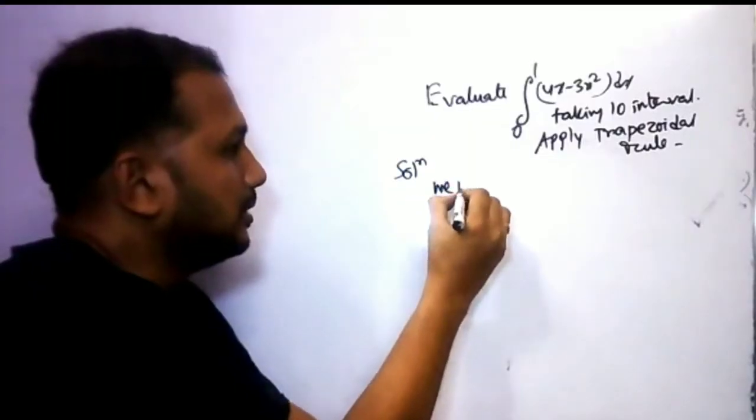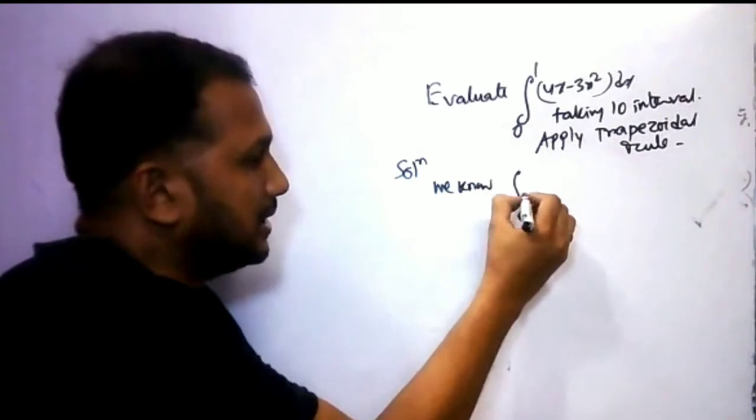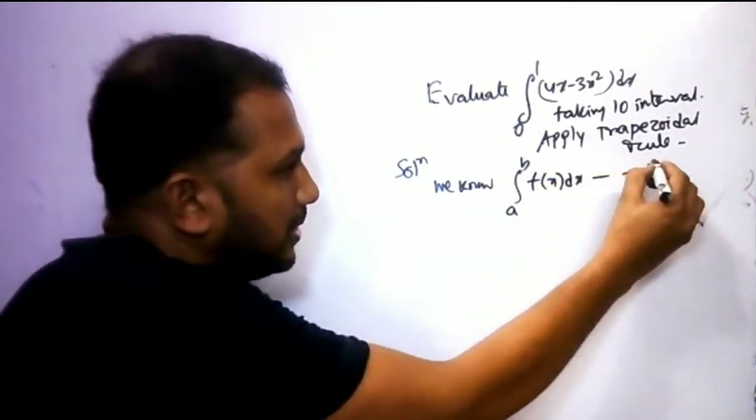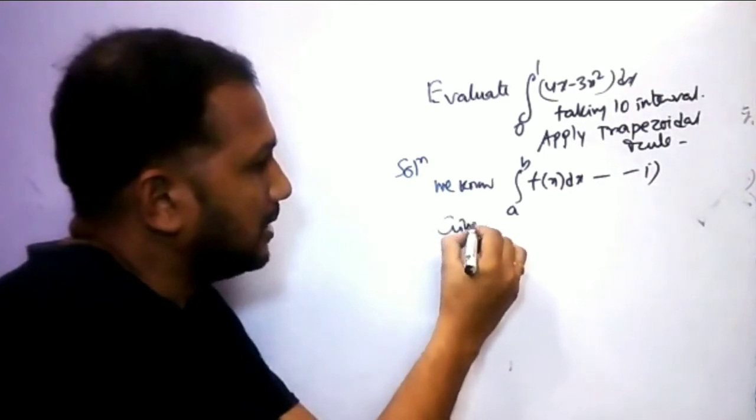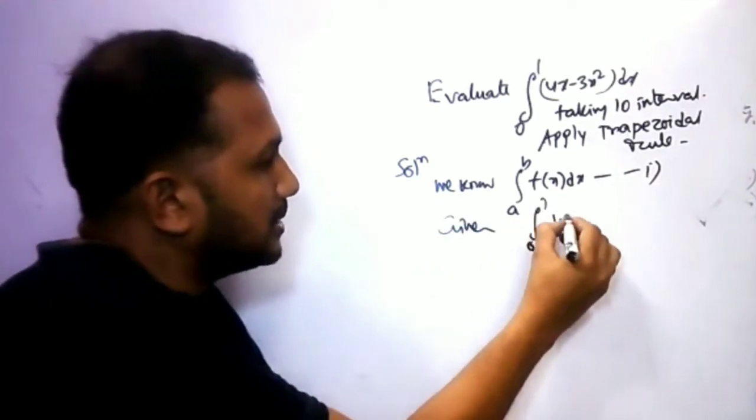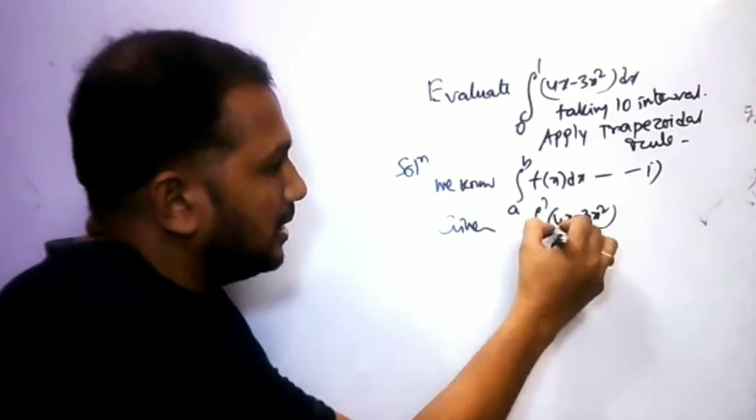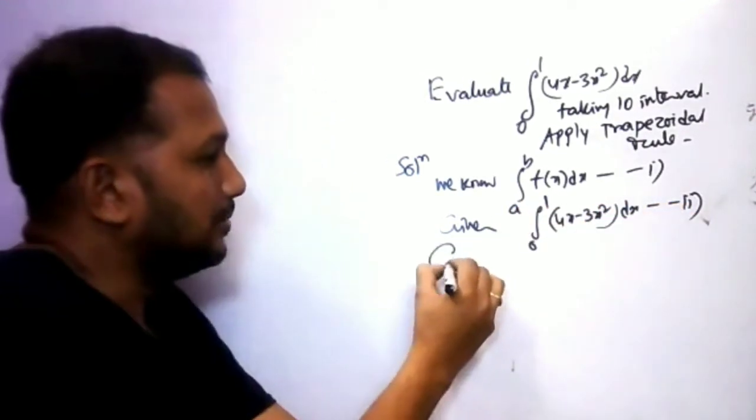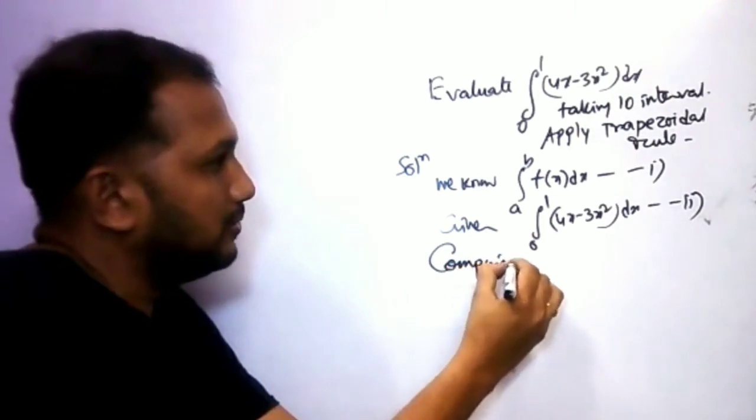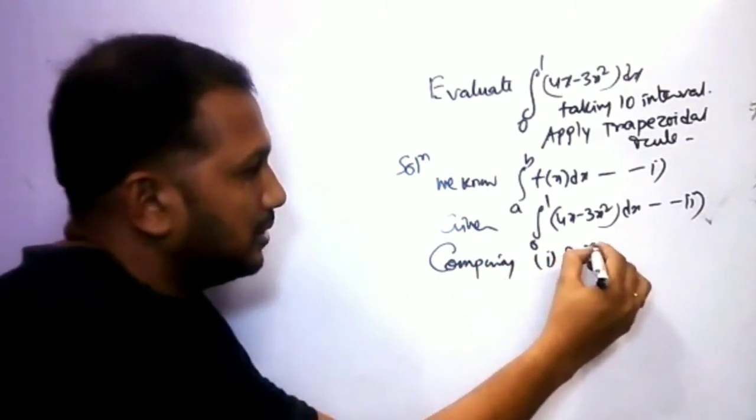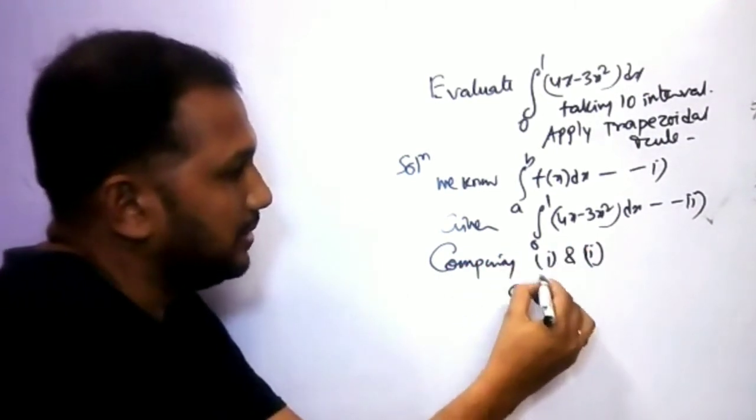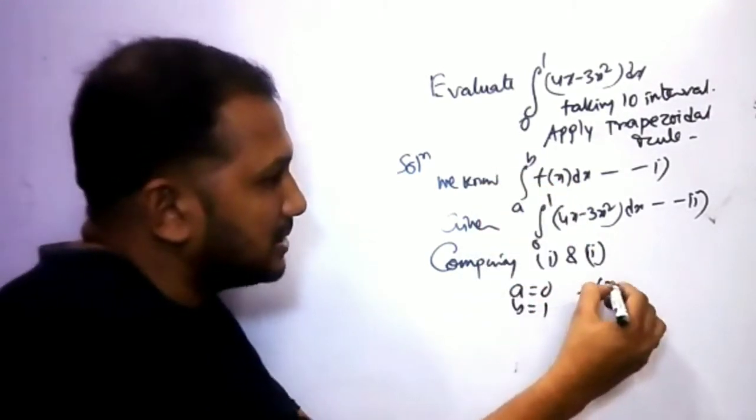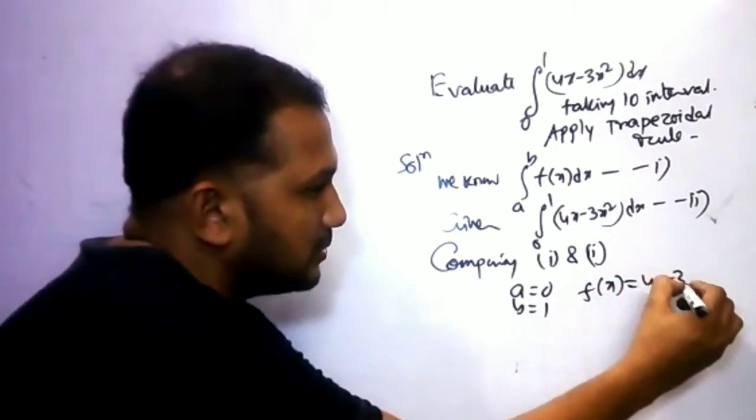We know the integral from a to b of f(x) dx, which is equation number one. Given the integral from 0 to 1 of 4x minus 3x squared dx, this is expression 2. Comparing 1 and 2, a equals 0, the lower limit is 0, and the upper limit is 1. And f(x) is 4x minus 3x squared.